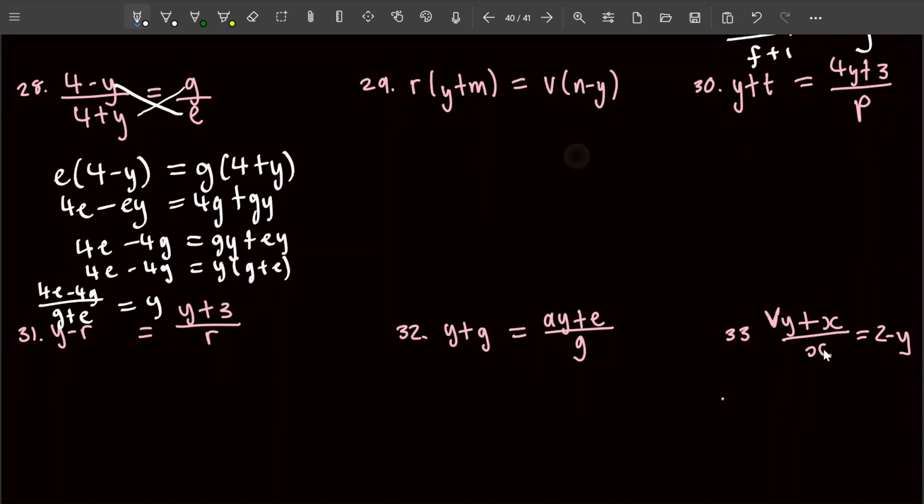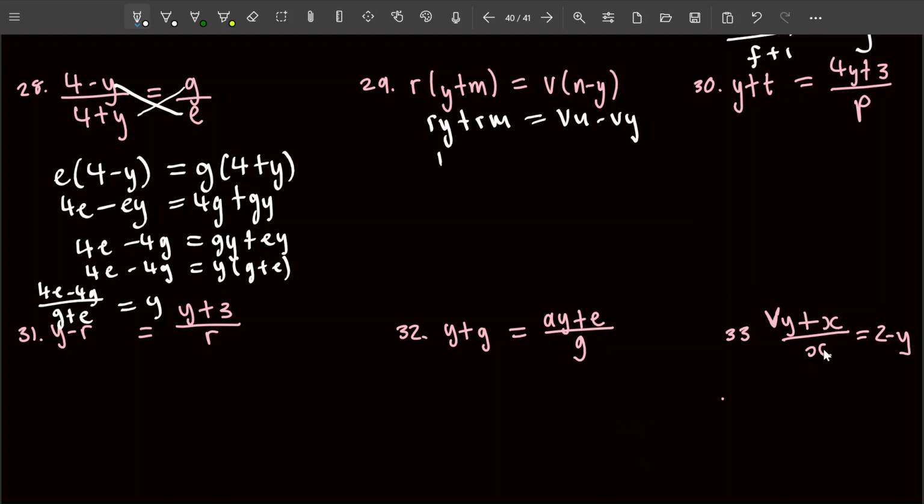Next question. Number 29. r multiplying y plus m is equal to this. We're now getting used to it, right? Straight away we expand. ry plus rm. Why do we expand? Because we have y on the left and y on the right. So it'll be equal to vn minus vy. Okay? vn, because it's v times n. Then negative vy, because v times negative y, the signs are different, your answer is negative. V times y is vy.